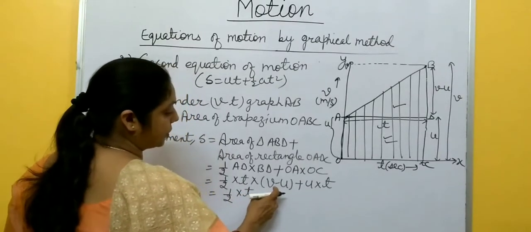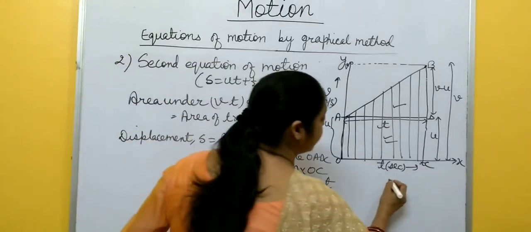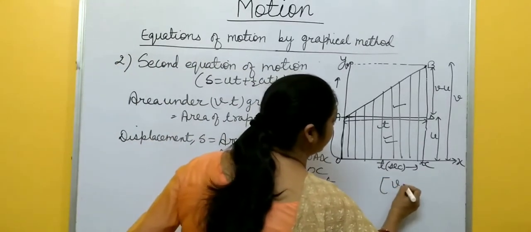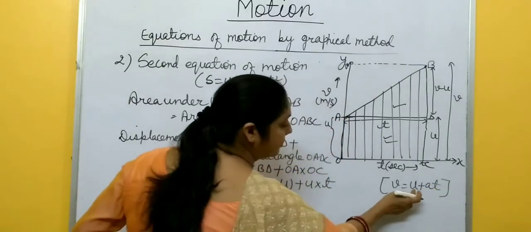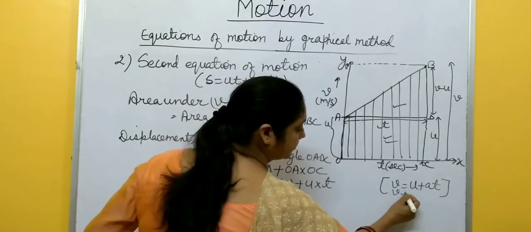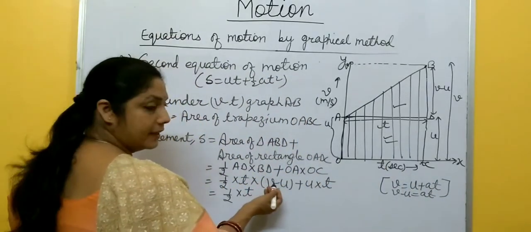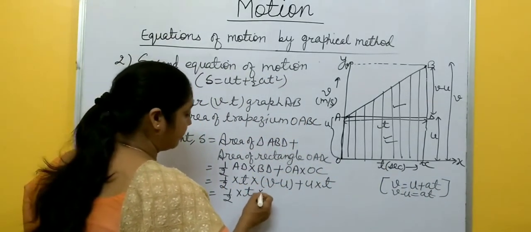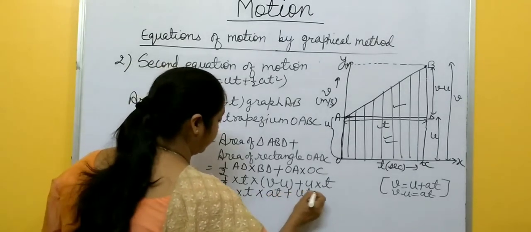From the first equation of motion, V minus U is what? What is the first equation of motion? V equal to U plus AT. Here, V minus U becomes AT. So you put the value of V minus U here, in place of V minus U, AT plus UT.